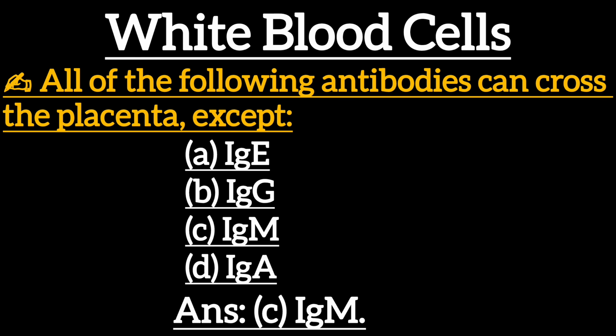Next one is all of the following antibodies can cross the placenta except option A immunoglobulin E, option B immunoglobulin G, option C immunoglobulin M, option D immunoglobulin A. Correct answer is option C immunoglobulin M.